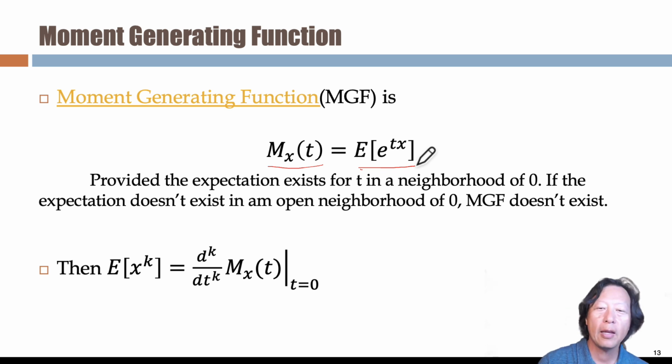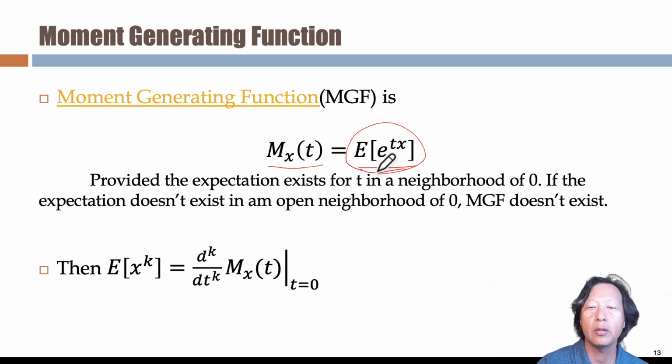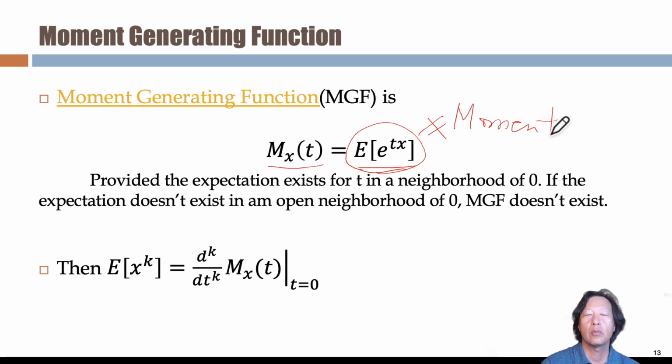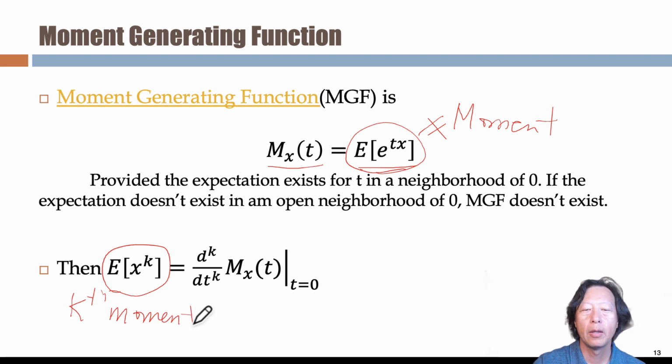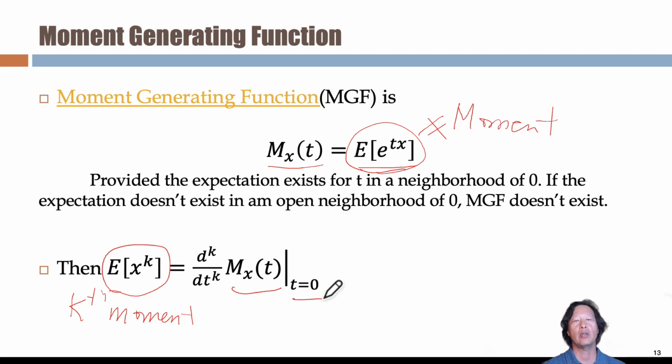Okay, and actually this is not the moment. Even though it's called a moment generating function, this is not a moment, but we want to find the moment. So what can we do? The k-th moment will be the k-th derivative of this moment generating function, evaluated at t equals 0. That's why the expectation should exist near t equals 0.